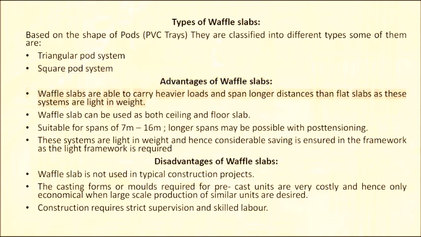Advantages of waffle slabs. Waffle slabs are able to carry heavier loads and span longer distances than flat slabs, as these systems are light in weight. Waffle slab can be used as both ceiling and floor slab. Suitable for spans of 7 m to 16 m. Longer spans may be possible with post-tensioning. These systems are light in weight and hence considerable saving is ensured in the framework, as light framework is required. Disadvantages of waffle slabs.